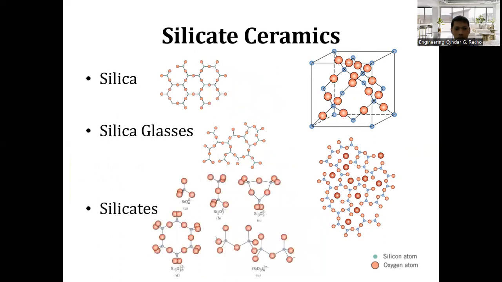All right, another one is silicates. There are different types of silicates. You have SiO4, Si2O7, Si3O9, Si6O18, and SiO3, and to the nth level. Those are your silicate ceramics.